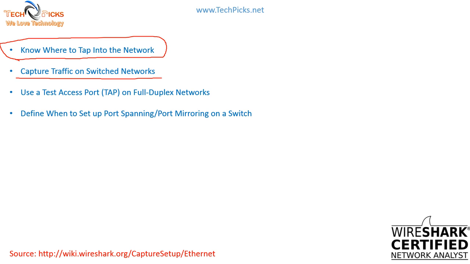And then we'll talk about using a test access port, a tap, on a full duplex network. A tap is a piece of hardware you buy, and you use it to tap into the switch or tap into the network so you can capture the traffic on that network.